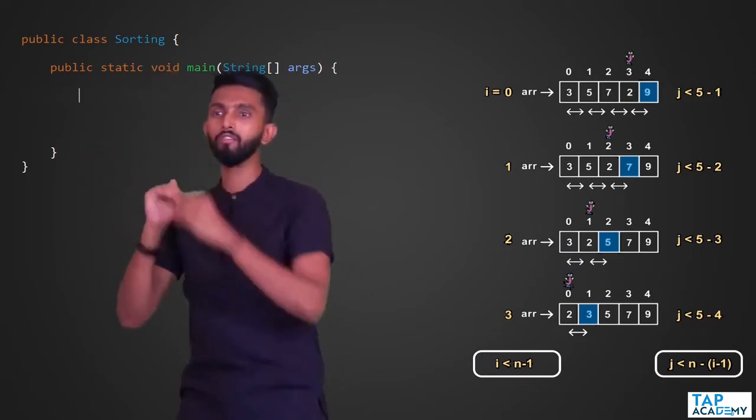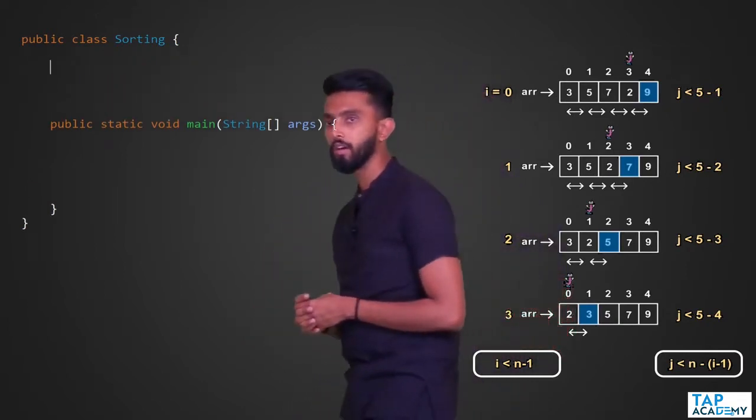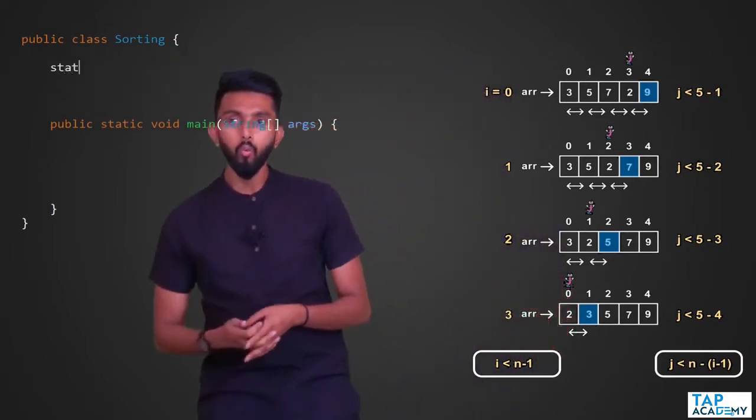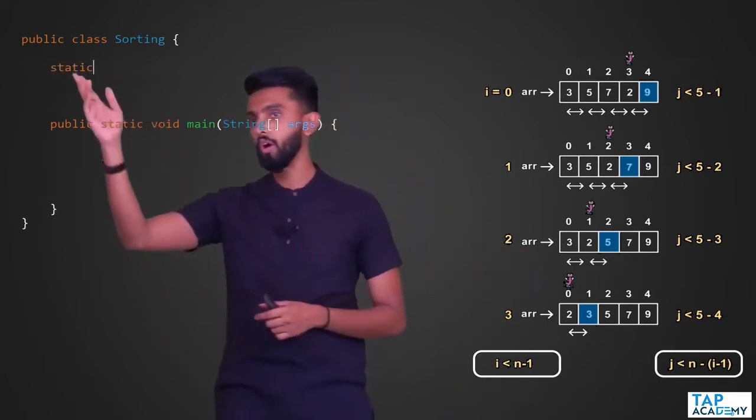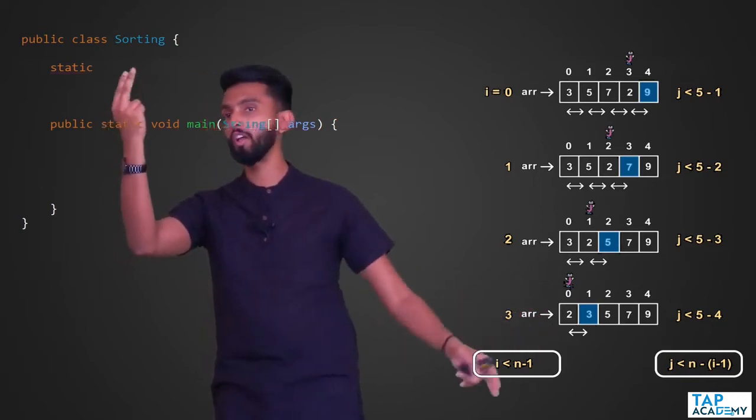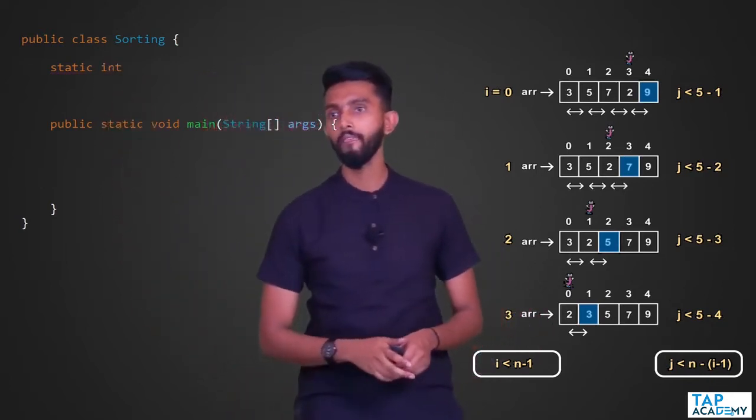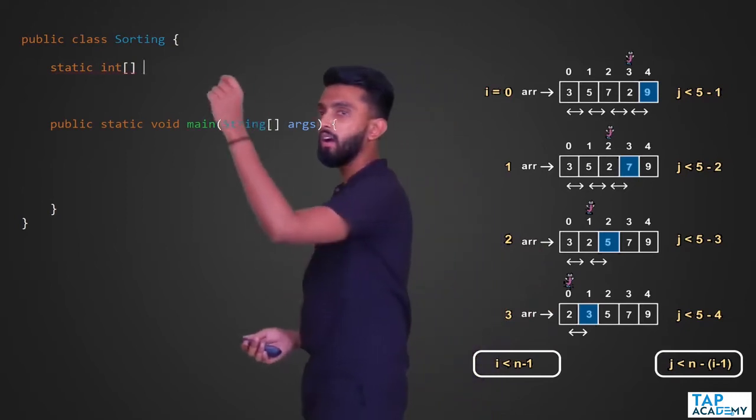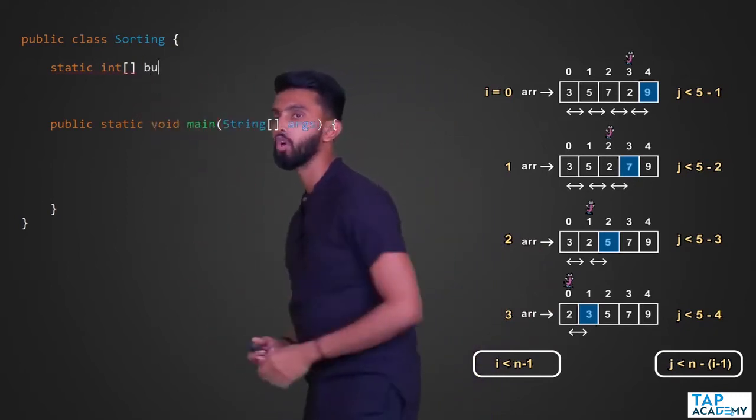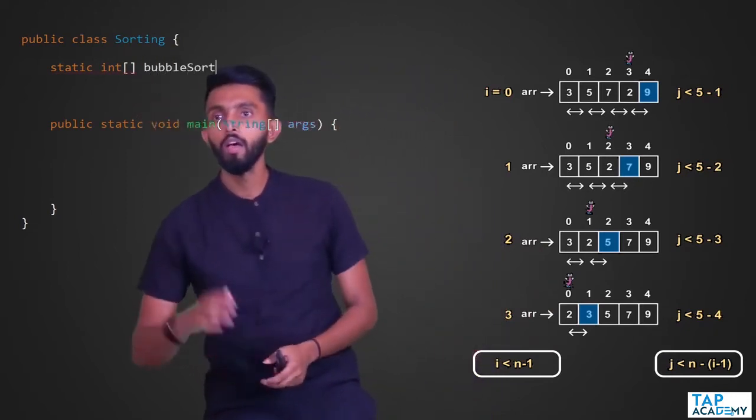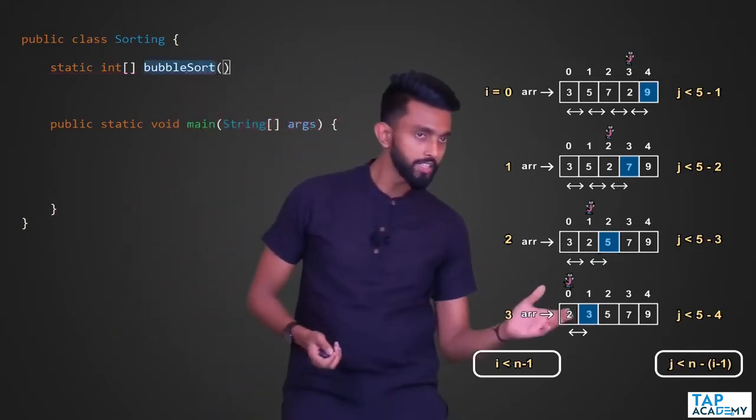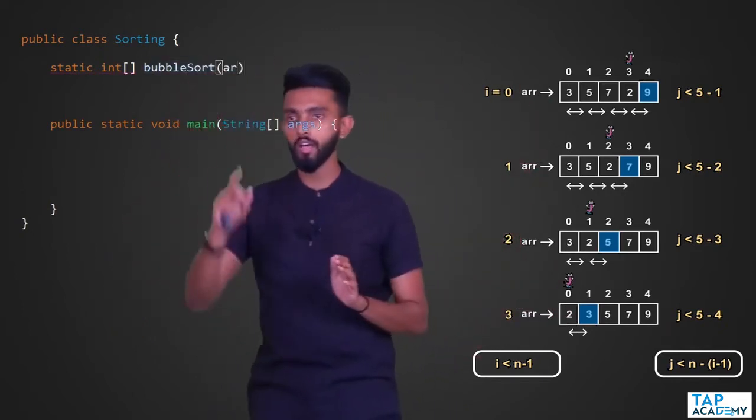For that I will just create a function and keep it ready on top. I will call it static. What ultimately this function should return is a sorted array. So I will tell static, what it should return is an integer array. Right? And of course, the name I'll call it bubble sort using camel case conventions. And what bubble sort will accept is this array. That is what it should accept. So I will just call it AR, and integer array it is.